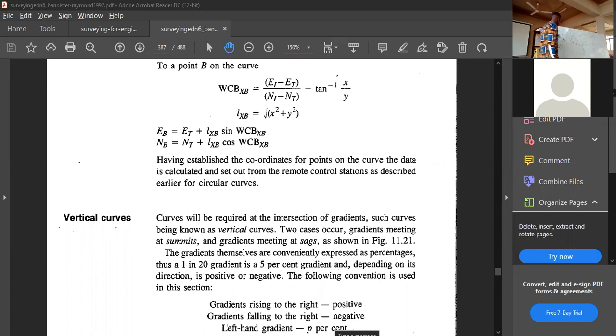Okay, so the gradient is like the slope. The word slope is also referred to as the gradient. It's a change of vertical distance with respect to what? Horizontal distance. That's all there is to it. It can be expressed in percentage, so you can have a 2% slope.